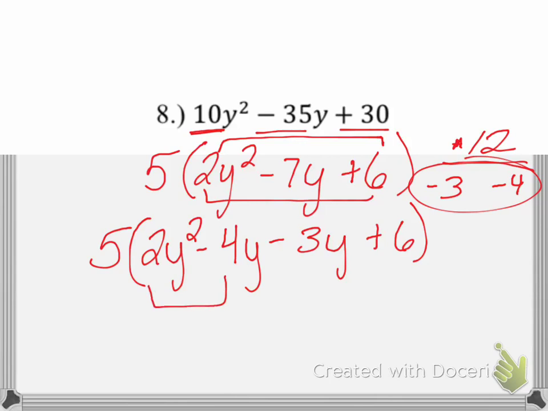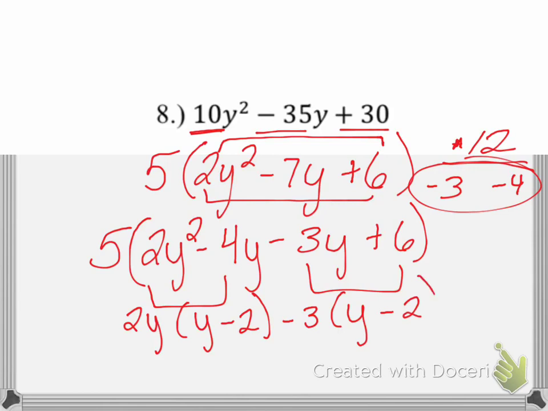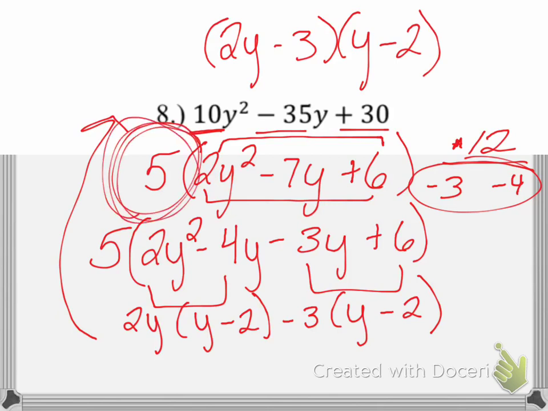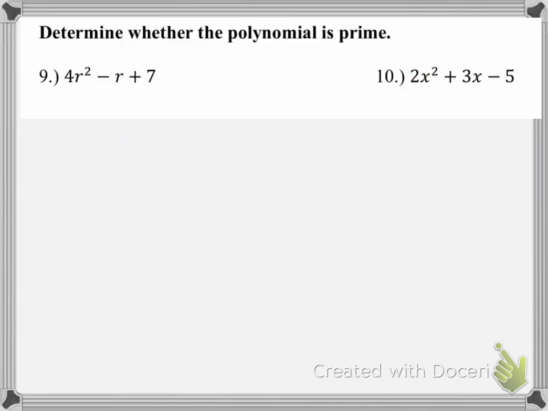We'll go ahead and group and factor. So my GCF from the first group would be 2y, leaving me with y minus 2. GCF from the second would be negative 3, so that leaves me with y minus 2. I kind of ran out of room, so I'm going to write my final answer up here. So I would get 2y minus 3, right, and then the y minus 2, but I can't forget about my GCF that I originally took out, so I'm going to make sure I include that. So there's my final answer.